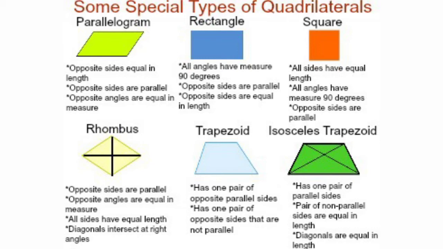In trapezoids, the trapezium has one pair of opposite parallel sides, and one pair of opposite sides that are not parallel. An isosceles trapezoid has one pair of parallel sides. The pair of non-parallel sides are equal in length. Diagonals are equal in length. Right students, these are the basic properties of the types of quadrilateral.